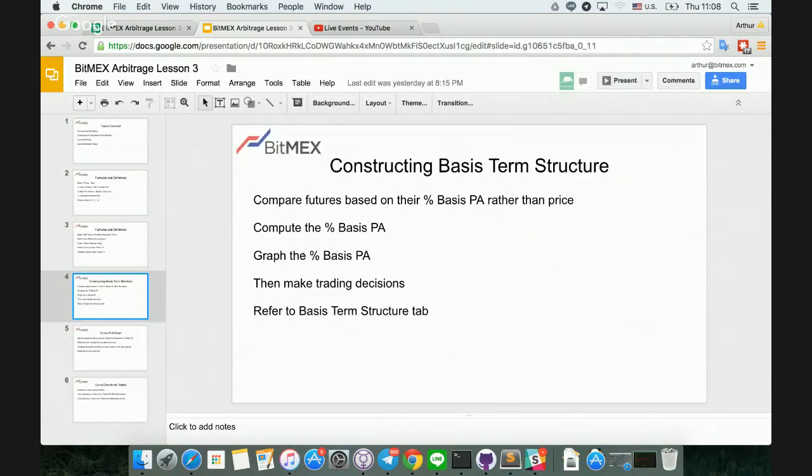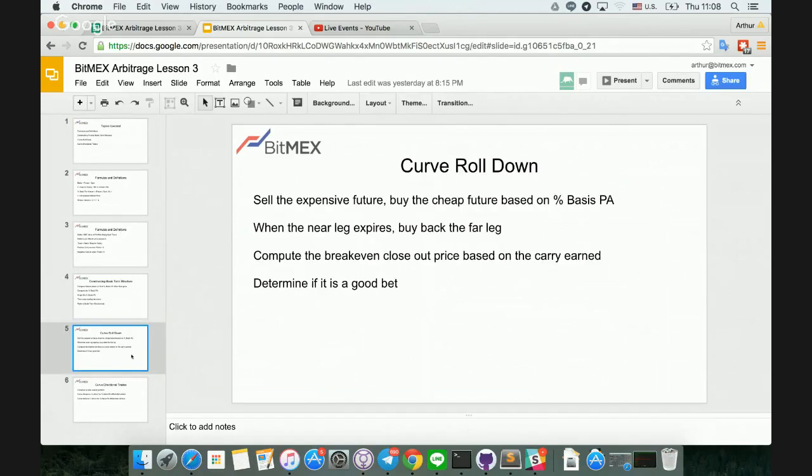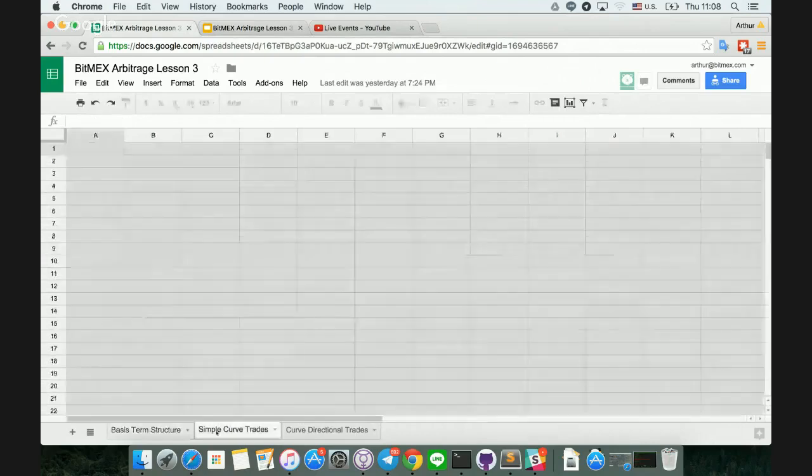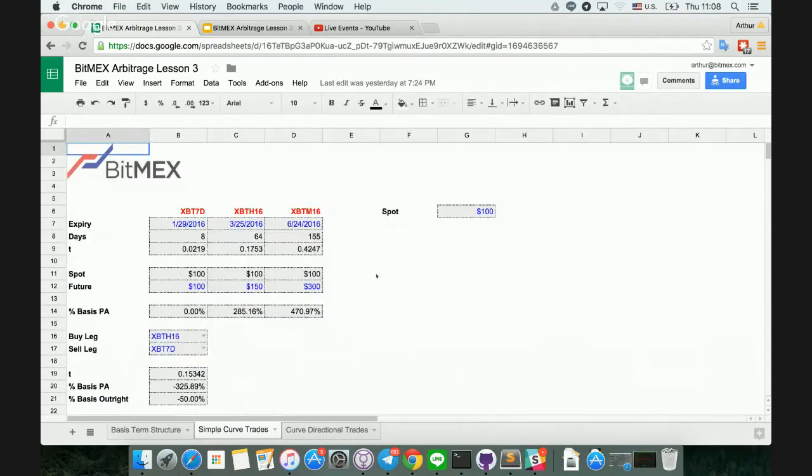So once we've computed our basic term structure, it's time to get into our first type of trade, which is a curve roll down trade. So back to the spreadsheet. And what we have here is some more prices for our weekly, March and June futures contracts. Spot is at 100, and I've just inputted some futures prices.